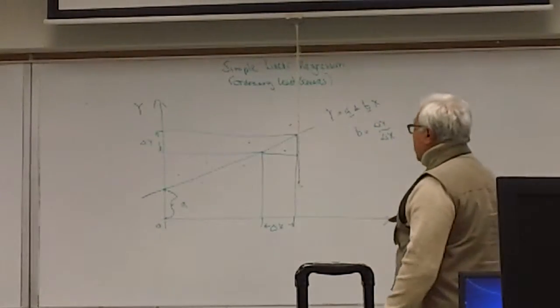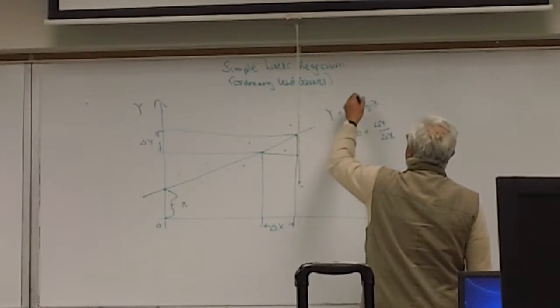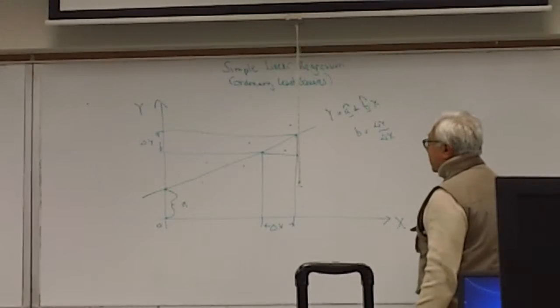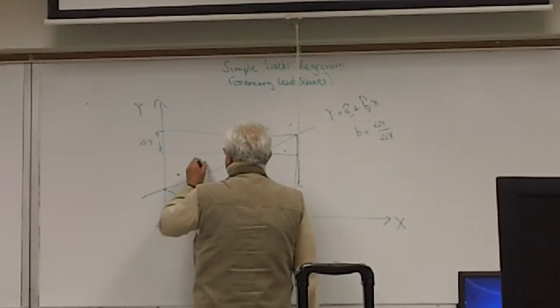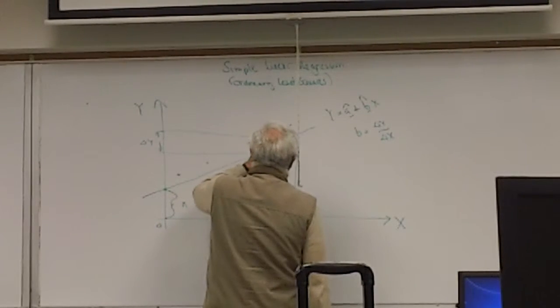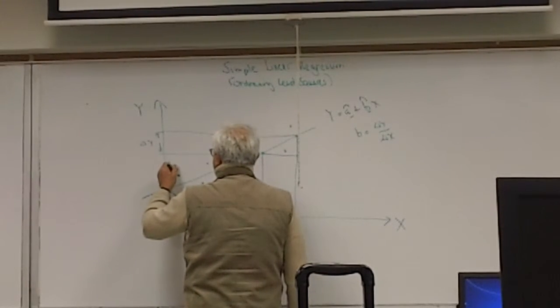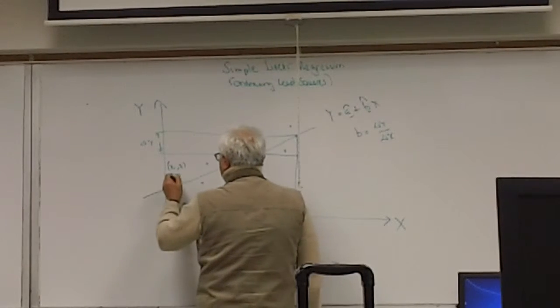Now, one way we do it is to call these A hat and B hat, the estimates. And these would be the observed data over here. For example, this would be X1, Y1. Straight down here you get X1, and across here you get Y1.